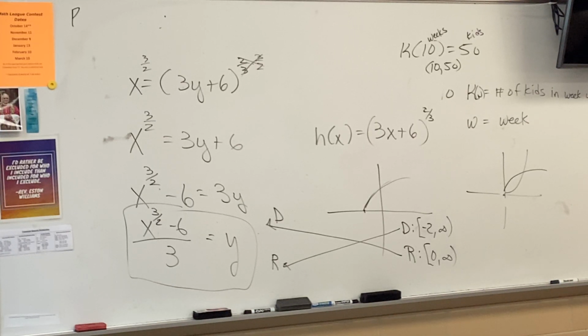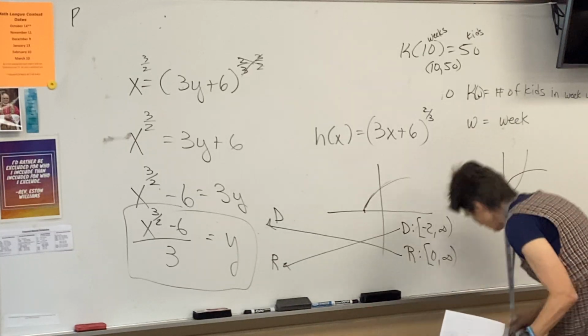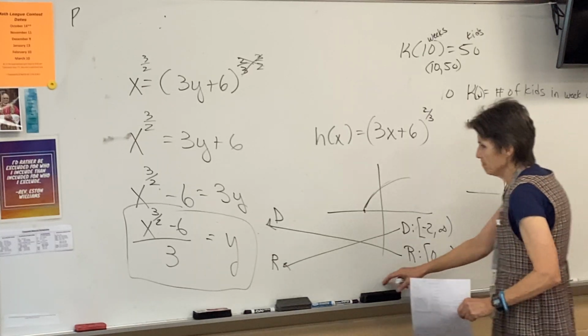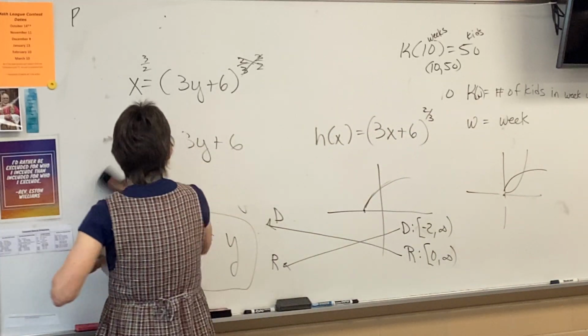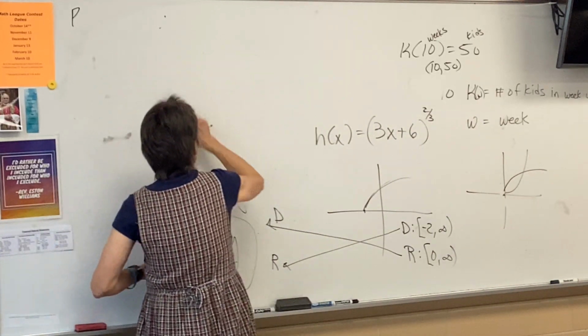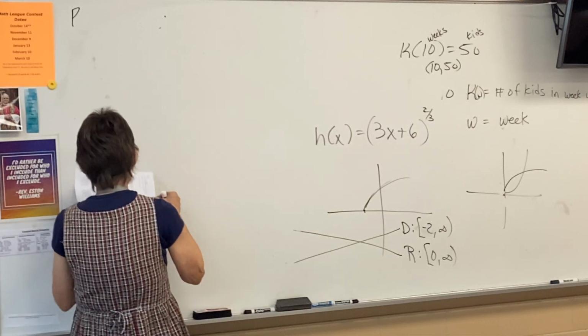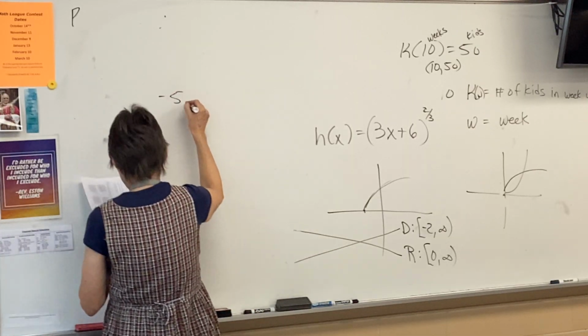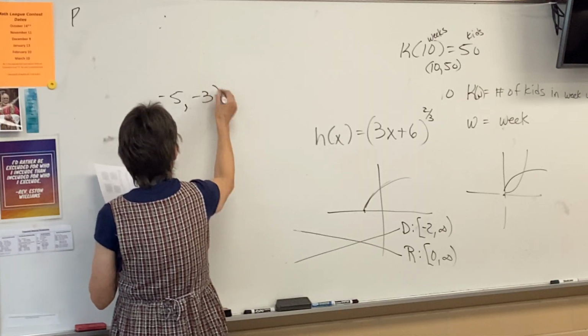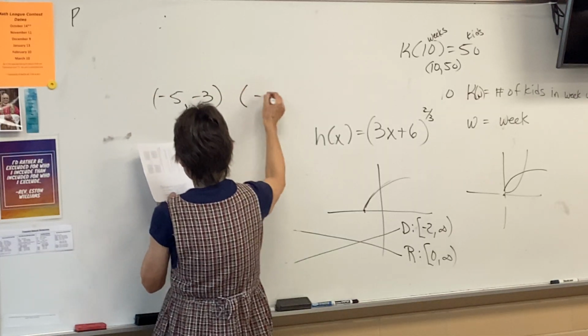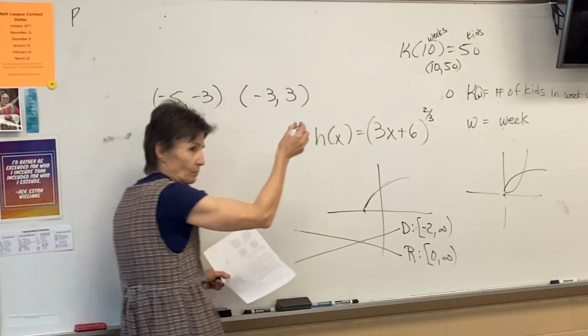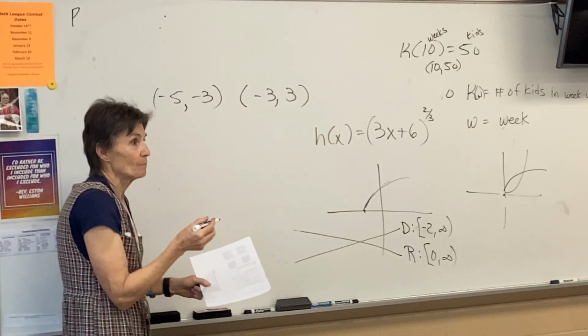Get an answer there? -5. Explain why you got -5. I just did the opposite of the ones. So remember that the inverse is going to take all the ordered pairs and switch them. So, you can write some ordered pairs if you want. One of them is -5, -3. Another one is -3, 3, and so on, right? Those are the ordered pairs.